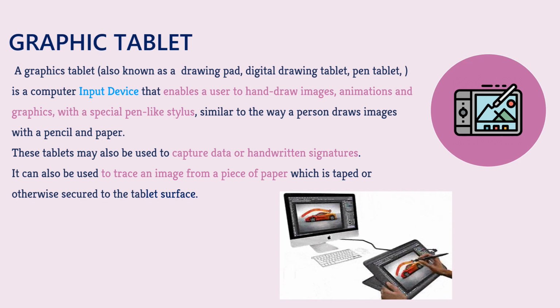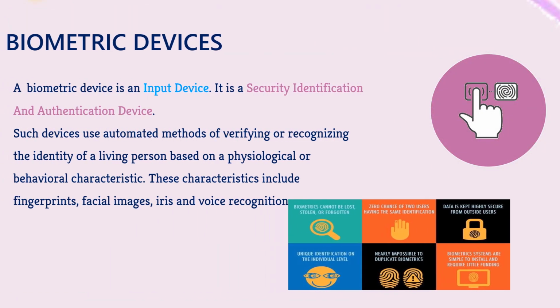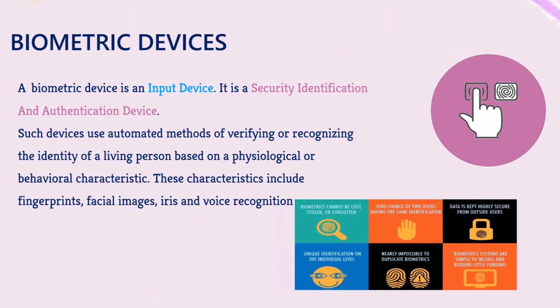Next, we have another advanced technology which is used as an input device, and those are the biometric devices. Biometric devices means those devices which recognize the identity of a living person based on his behavioral characteristics. That is, they will take a print impression, or they will take your thumb impression, or they will take your eye impression, or there is face scanning these days. All these are known as biometrics, and the devices which recognize these biometrics are known as the biometric devices.